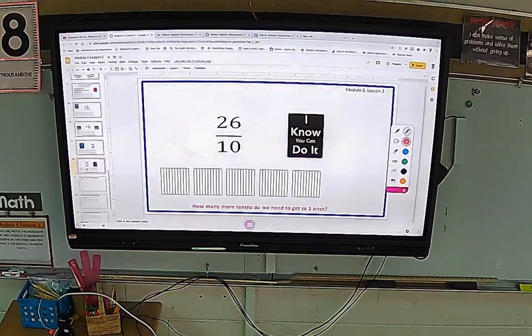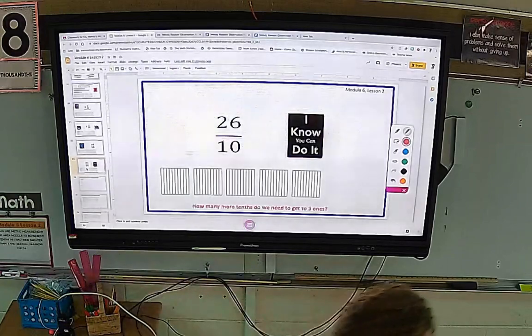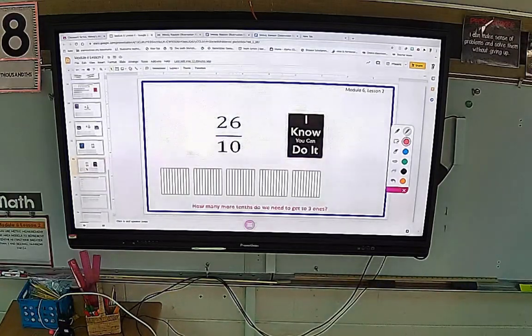Go ahead and write it as a decimal also, and shade in. You may be seeing this without having to do the number bond. A lot of folks will get to that point. If you need that number bond, absolutely make it.